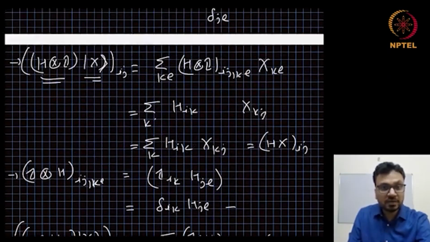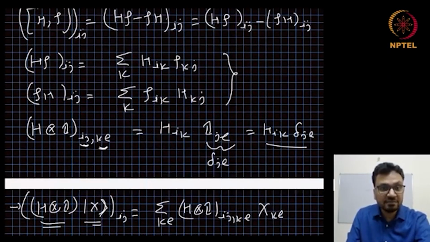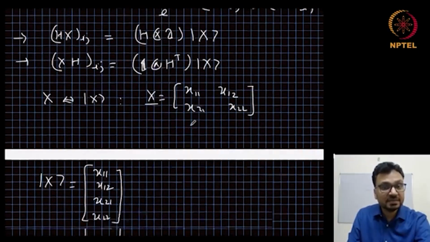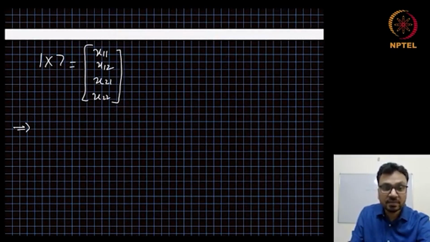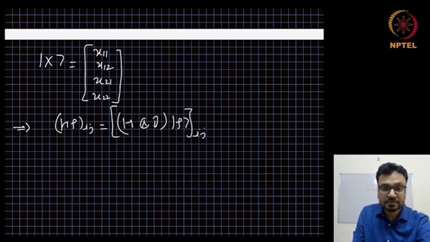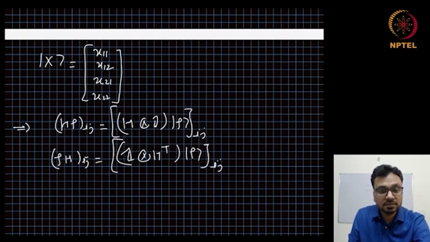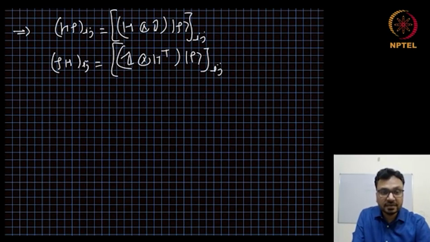Now we go back to our earlier cases, where we have H times rho ijth element and rho times H ijth element. H rho ij can be written as H tensor identity acting on rho vector and the ijth element of that, and rho H ij can be written as identity tensor H transpose acting on rho vector and the ijth element of that. So this is the first.